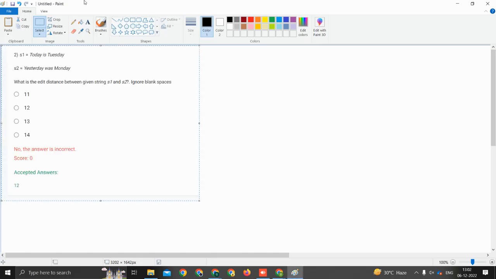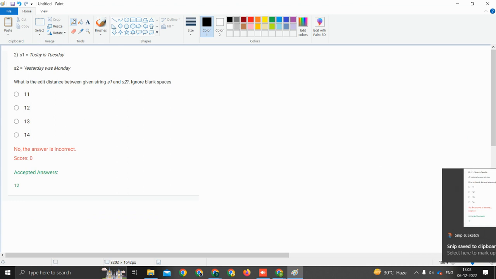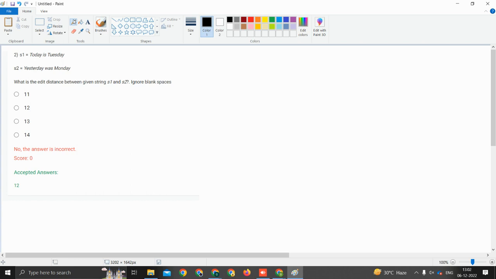I still don't know. I'm still trying to recall. If you guys know how to do this, please tell me. Does anyone know how the answer is 12? What I read yesterday, as per the videos, was that we had to draw a grid sort of thing. But I thought that's going to take a lot of time because there are a good amount of characters in these particular strings.